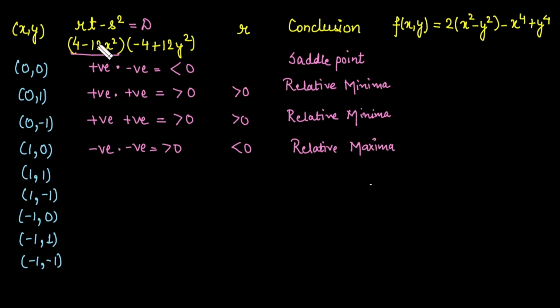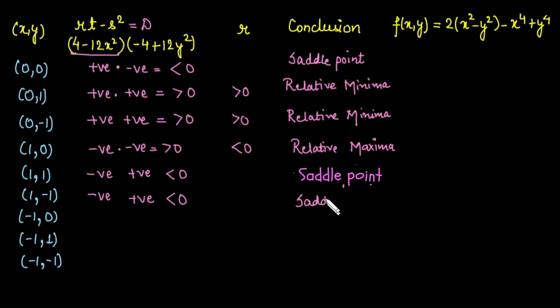For the next case, when x is equal to 1, this term is negative. When y is equal to 1, this term is positive. Product of negative positive is less than 0. Discriminant is less than 0. There is no need to observe the behavior of r. It means it is a saddle point. For the next point, 1, minus 1, plug x is equal to 1, this term is negative. Plug y is equal to minus 1, this term is positive. Negative positive is less than 0. Discriminant is less than 0. We can directly say it is a saddle point.